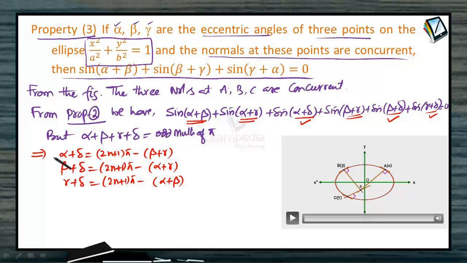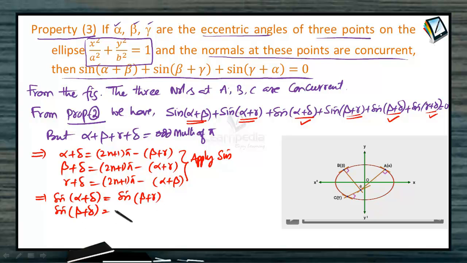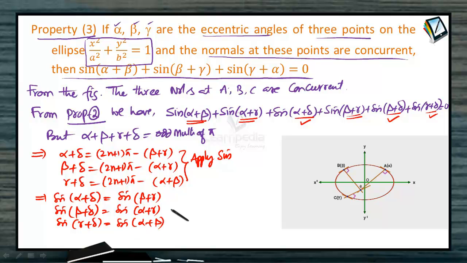So here if I apply sine to all these things, obviously sine of alpha plus delta will become sine of beta plus gamma, sine of beta plus delta will become sine of alpha plus gamma, and sine of gamma plus delta will become sine of alpha plus beta. When I replace this one by sine of beta plus gamma, this one by sine of alpha plus gamma and this one by sine of alpha plus beta, therefore I will find 2 sine of alpha plus beta, 2 sine of alpha plus gamma and 2 sine of beta plus gamma.